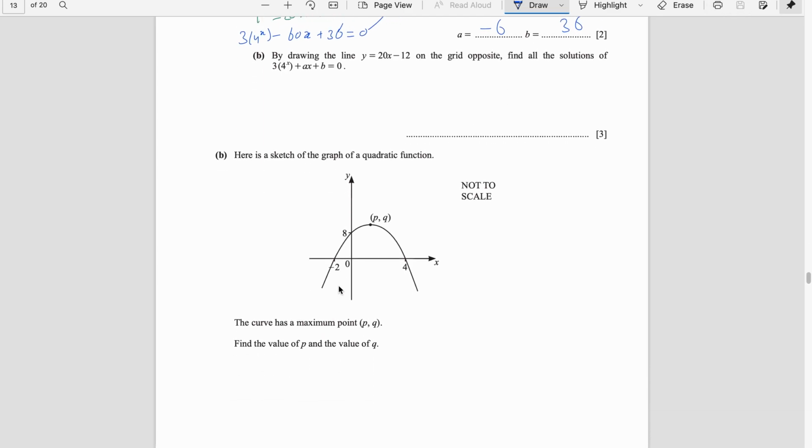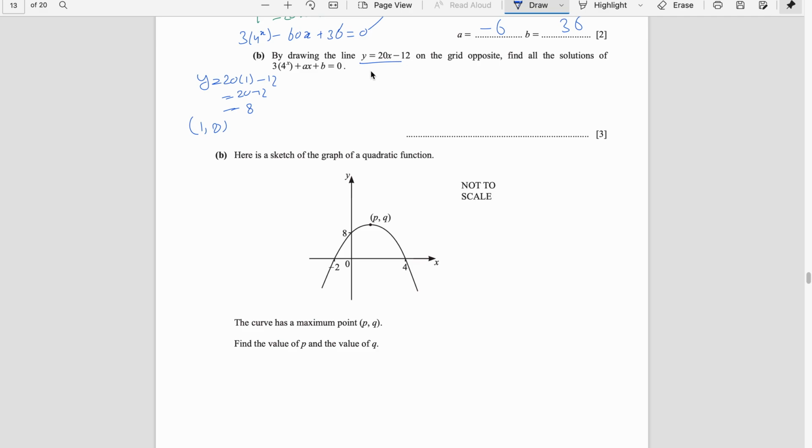B part says by drawing the line of y equals 20x minus 12 on the grid opposite, find the solution. So to draw this line we should have few values. Let me use x as 1. So y equals 20 into 1 minus 12, which is 20 minus 12, which is 8. So at x equals 1, y is 8.